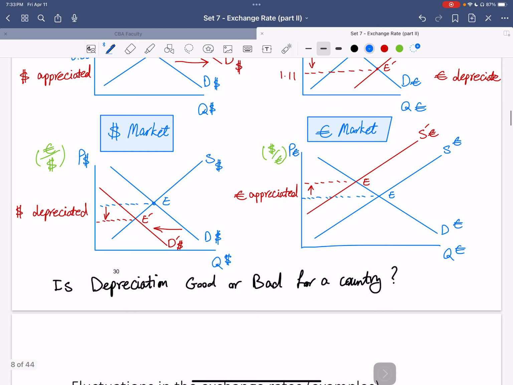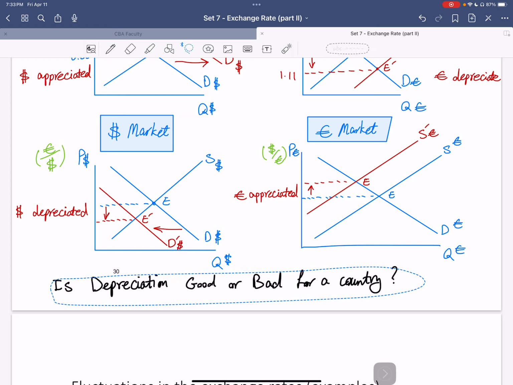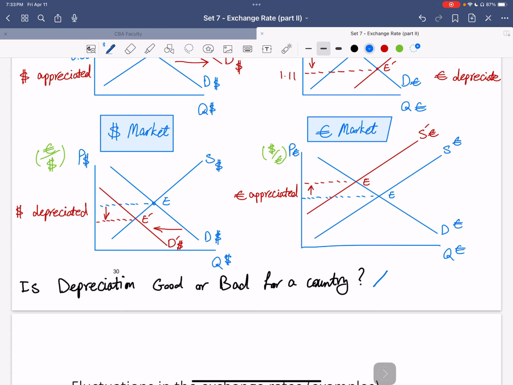We earlier learned that the answer to this question depends on the change in the net export. If net export increases, it could be good. And if net export decreases, it could be bad. What do you think? Think about it. All right, we're going to talk more about that later in this session or on Monday.